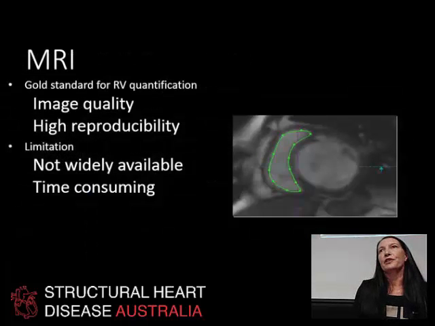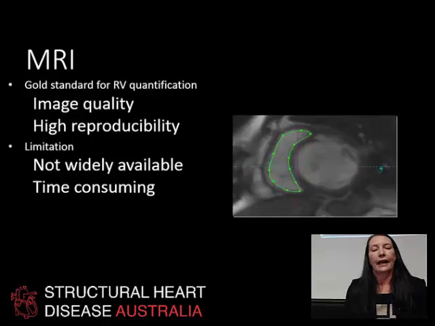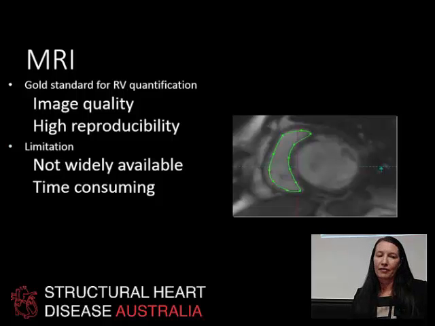Now in the past we've used MRI as the gold standard, and obviously this has very high reproducibility and the image quality is second to none. However, it's very time consuming, it's not widely available to most patients, and certainly for serial measurement of function improvement or deterioration it's very difficult to come by, and a lot of patients can't have an MRI for various reasons.